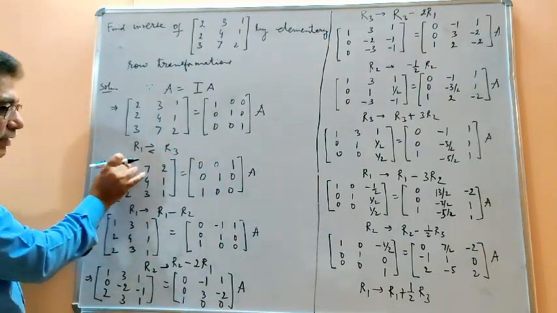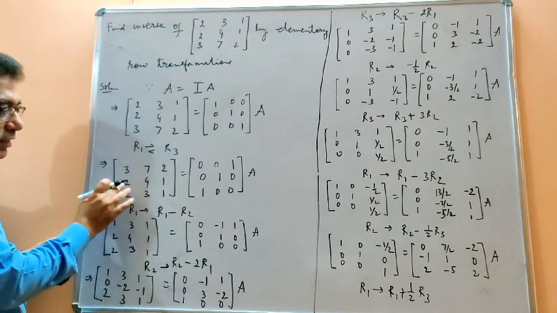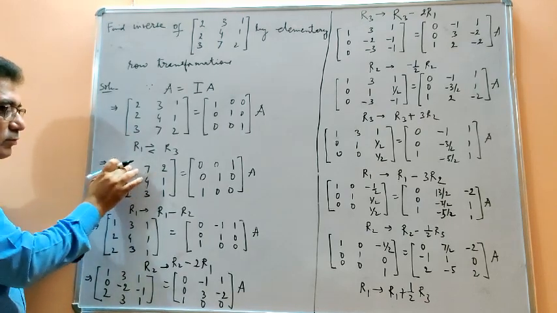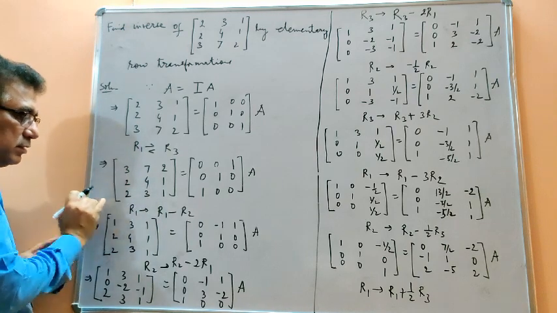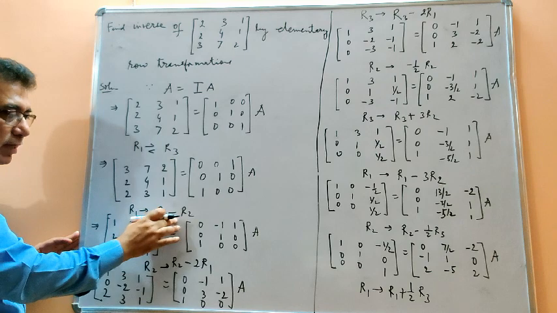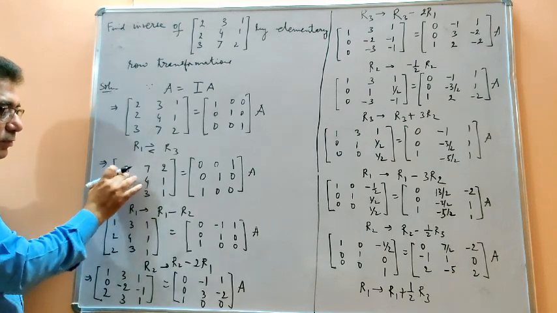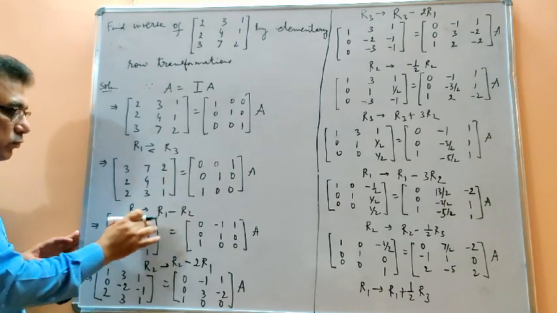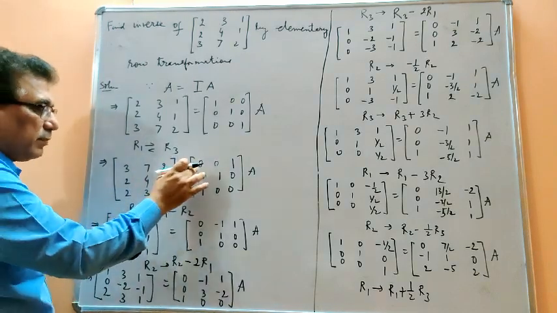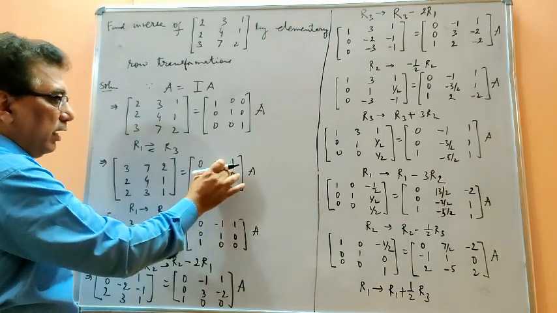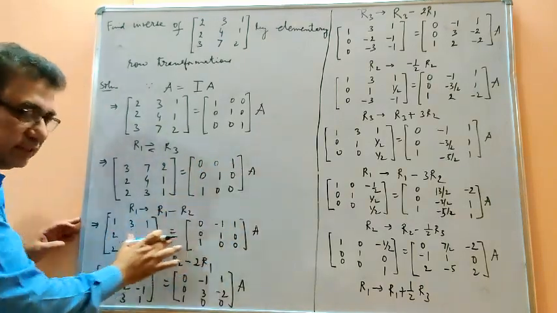Next, to get 1 here, it is a clear-cut case that if we subtract 2 from 3, we'll get 1. That means we have to do the operation in R1, and what is that operation? R1 minus R2. So 3 minus 2 has given you 1, and 7 minus 4 is 3, 2 minus 1 is 1. The same I have done here. 0 minus 0 is 0, then 0 minus 1 is minus 1, and 1 minus 0 is 1. No change in other rows.